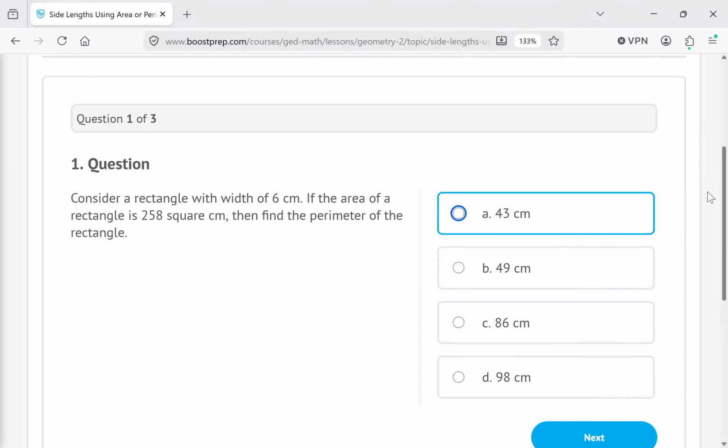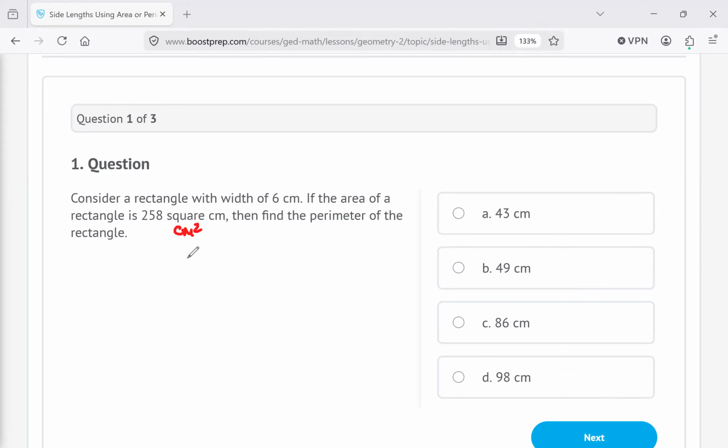Okay, so question one says, consider a rectangle with a width of 6 centimeters. If the area of the rectangle is 258 square centimeters, or you could think of it as cm squared, then find the perimeter of the rectangle.